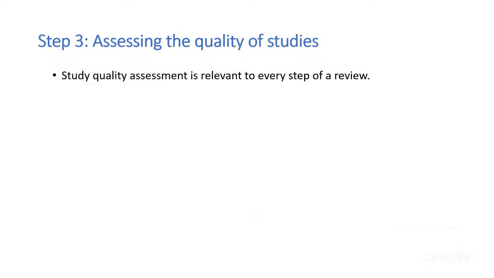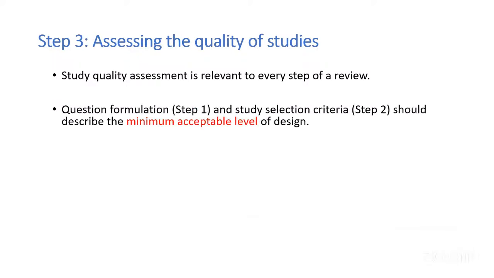Now, the third step is assessing the quality of studies, because you have to clearly say to your readers that this included study has this quality. That means whether it has low risk of bias, moderate risk of bias, or high risk of bias. You have to mention that clearly. So study quality assessment is relevant to every step of a review.